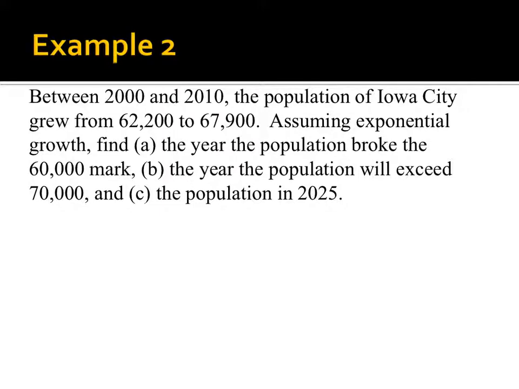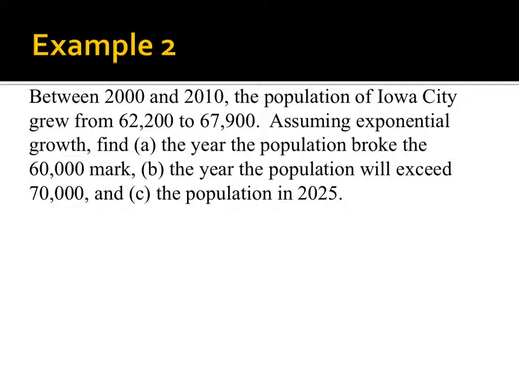All right, so between 2000 and 2010, the population of Iowa City grew from 62,200 to 67,900. Assuming exponential growth, let's find the year the population broke the 60,000 mark, the year the population will exceed 70,000, and the population in 2025.